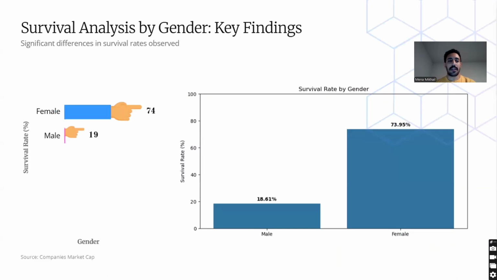Let's begin by analyzing the survival rates by gender. I calculated the percentage of female and male passengers who survived. 74% of females have survived, while only 19% of men have survived. As we can see, women had a significantly higher survival rate compared to men. That was the comparison by gender.